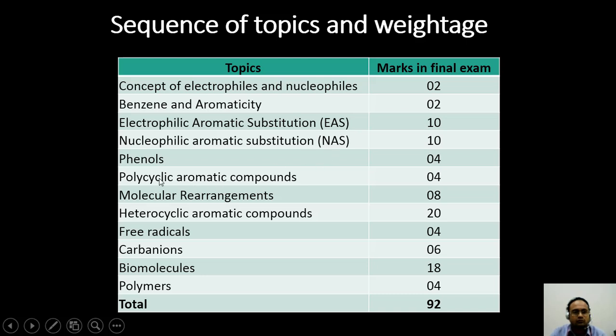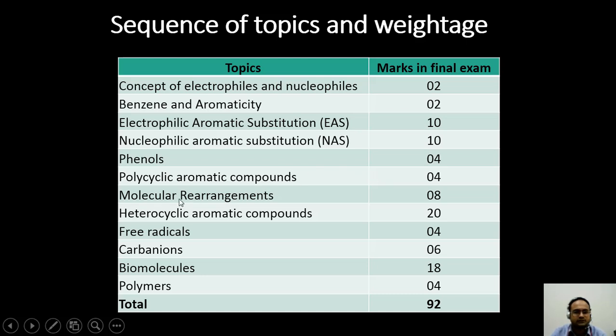Then we will move on to our study of polycyclic aromatic compounds. These are slightly larger compounds, but they have seemingly simpler properties and methods of synthesis. We will spend some time on them, and it has a weightage of 4 marks.